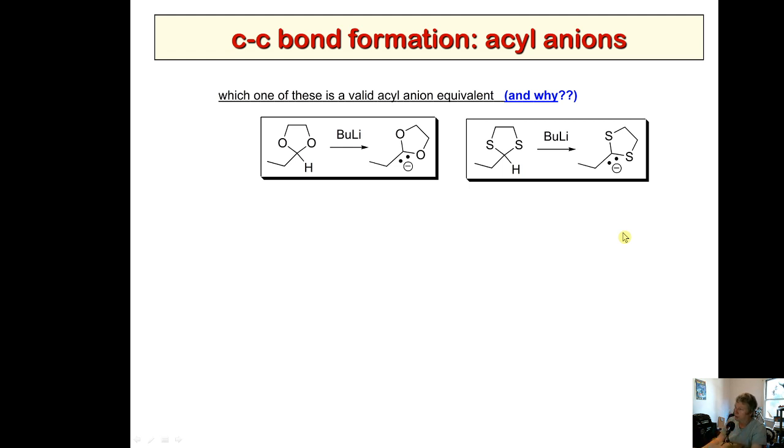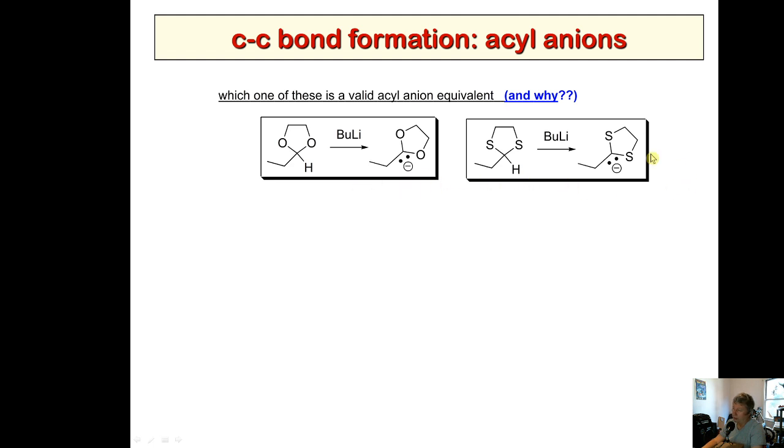Acyl anions. This is kind of a new thing for you guys. Which one of these is a valid idea? So take the acetal functional group and treat it with butyl lithium, rip off the proton, make a carbanion. As opposed to a thioacetal, rip off the proton and you make this, and then you can attack stuff with it, and then you have basically a protected ketone, right? Because after you attack something, this is a protected ketone, right? Which one of these is valid and why?